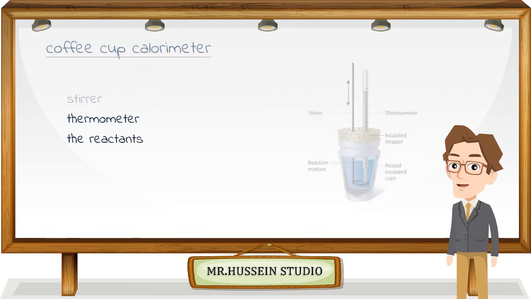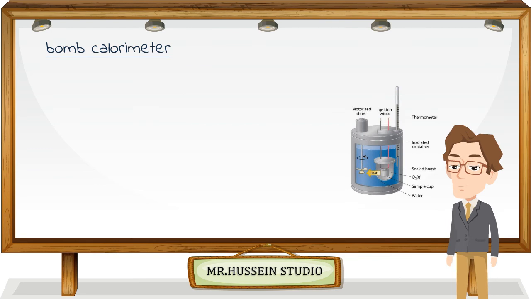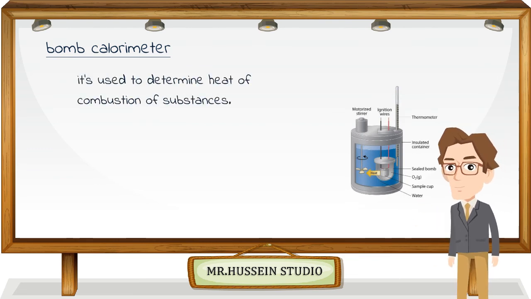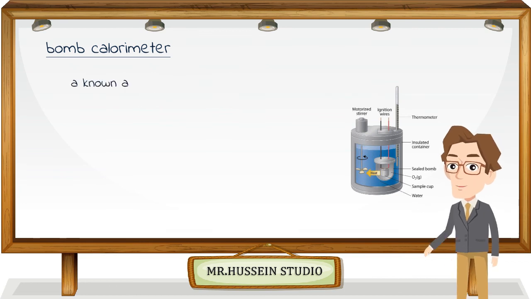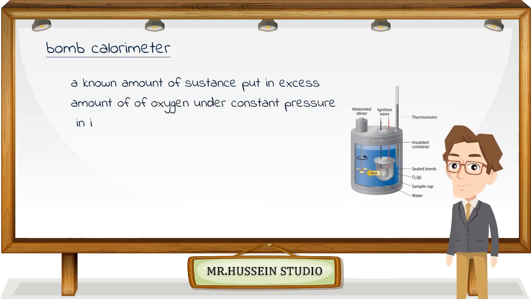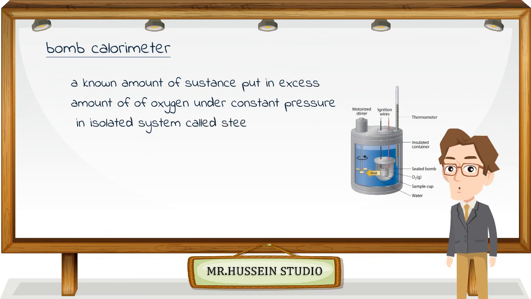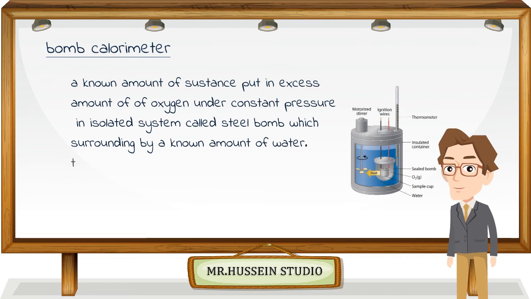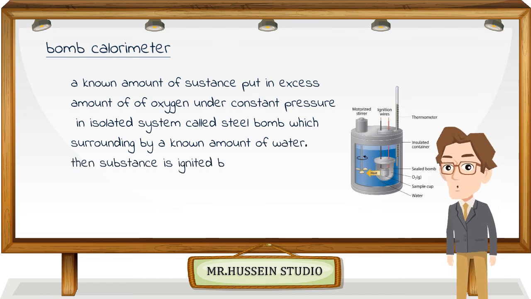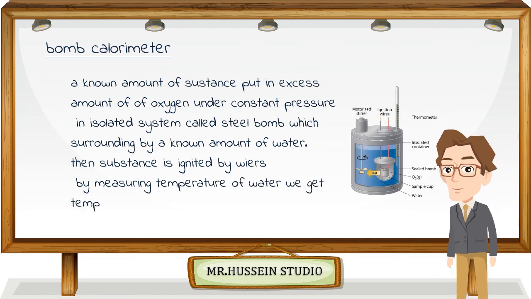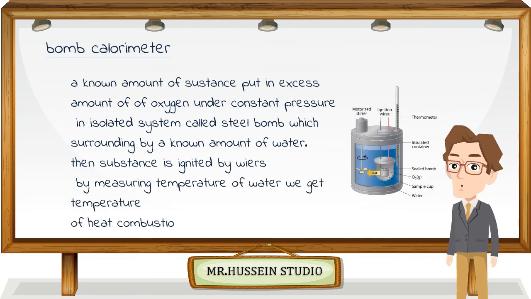There is another one called the bomb calorimeter, which is used to determine the heat of combustion of substances. Then how does this device work? A known amount of substance is put with an excess amount of oxygen under constant pressure in an isolated system called a steel bomb, which is surrounded by a known amount of water. Then the substance is ignited by wires. By measuring the temperature of water, we get the heat of combustion.